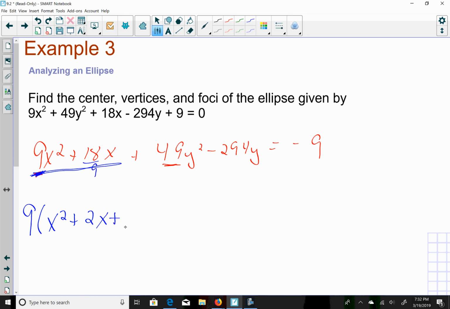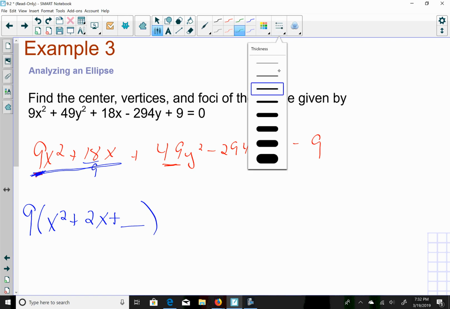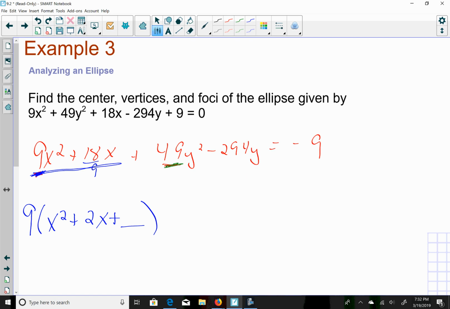I like to write a plus and leave a blank, just to remind me what I'm doing. Then I'm going to do the same thing with the 49. I'm going to factor out a 49 from just the y terms. So I'm going to write plus 49 y squared, and then 294 divided by 49 is 6. So this will be minus 6y. Again, I'm going to write plus and leave a blank. And this negative 9 hasn't changed at all, so it's just going to stay there.